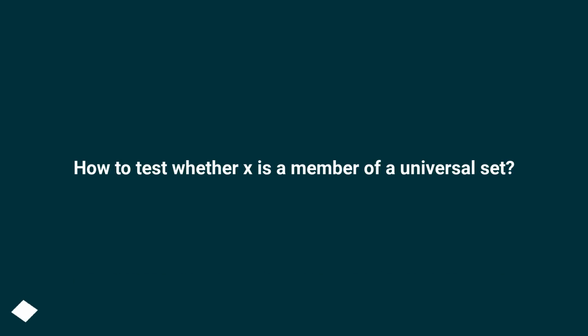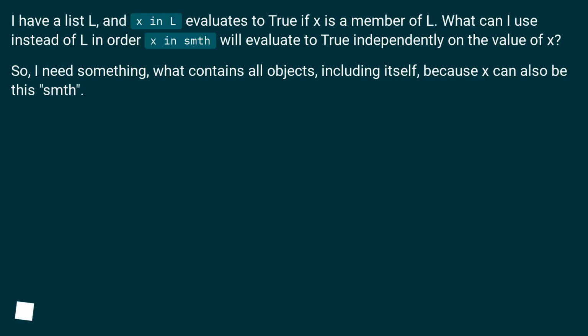How to test whether X is a member of a universal set. I have a list L, and "X in L" evaluates to true if X is a member of L. What can I use instead of L so that "X in SMTH" will evaluate to true independently of the value of X? So, I need something that contains all objects, including itself, because X can also be this SMTH.